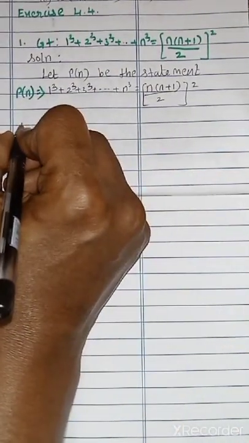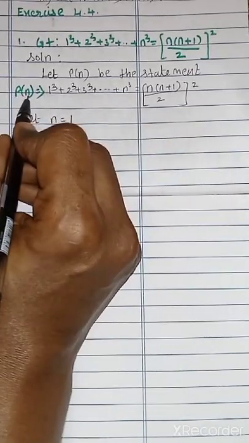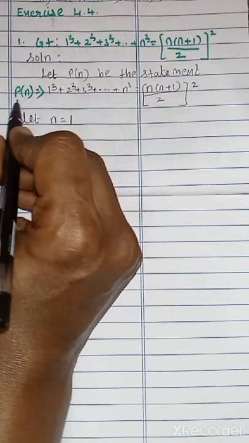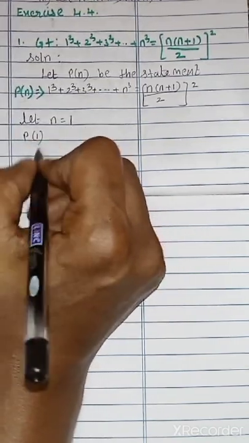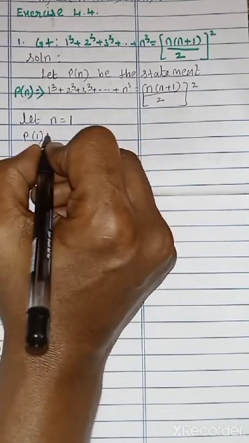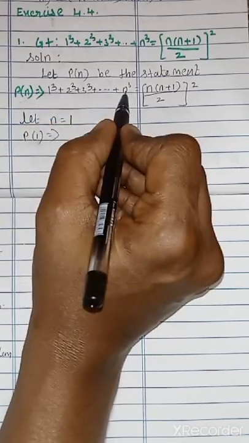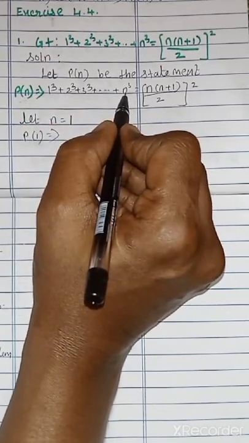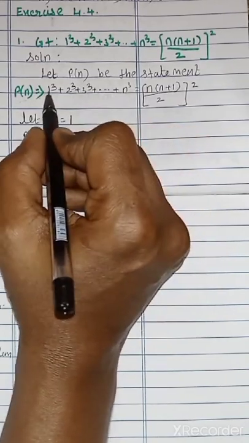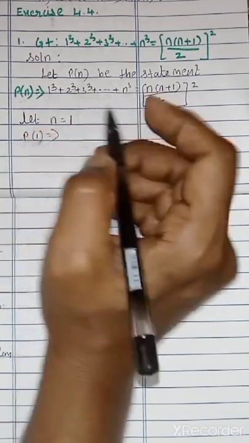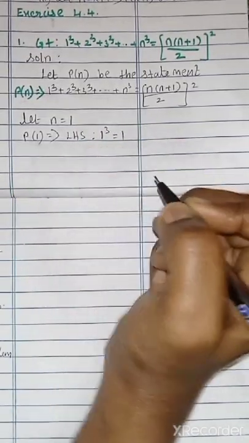Next, let n equal to 1. Instead of n, what are we going to substitute? 1. So this will become P of 1. P of 1 implies, instead of n we substitute 1, so only 1 cube will come. We can stop with this first term. So the left hand side is 1 cube, which is equal to 1.